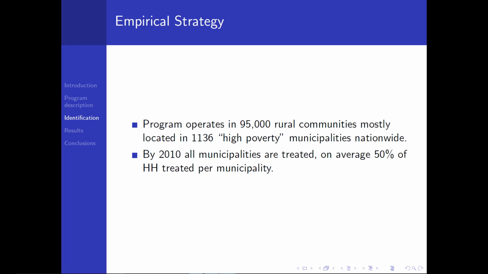Actually, there's an official definition in Mexico for poverty in a municipality, called the margination index, or Marginación. It ranks municipalities from very high poverty all the way down to very low poverty. The program started in municipalities with very high or high poverty rates, and that's where I'll focus the impact results. As I was saying, by 2010 they're all treated.